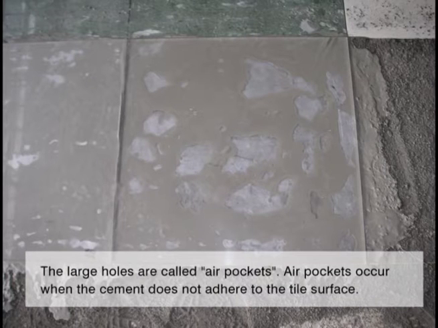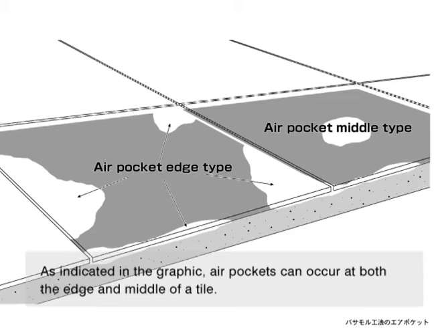The large holes are called air pockets. Air pockets occur when the cement does not adhere to the tile surface. As indicated in the graphic, air pockets can occur at both the edge and middle of a tile.